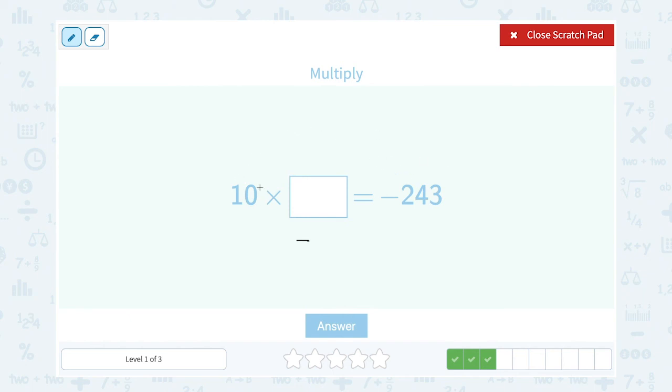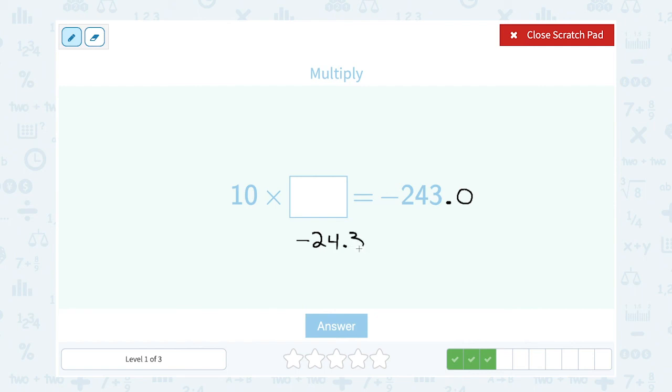Now, multiplying by 10 moves my decimal point one place. So after I moved my decimal point one place bigger, I got negative 243. Now keep in mind, this is the same thing as negative 243.0. So if that is one decimal place bigger than what it was before I multiplied by 10, well, think about moving this one place in the other direction. So this number must have been negative 24.3.